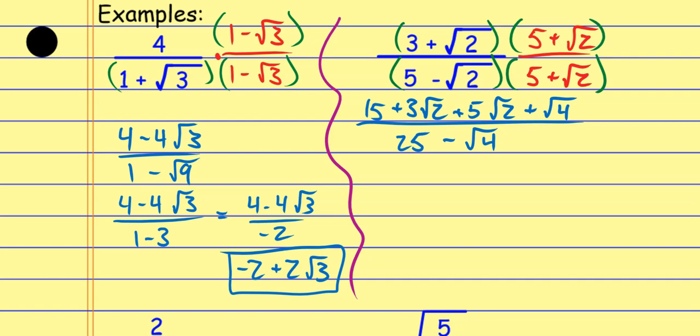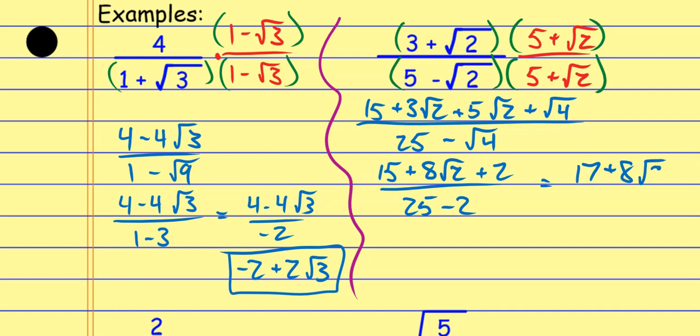And now I continue to simplify. In the numerator, I can combine some like terms. That's an 8 root 2. The square root of 4 is a 2. Down here, the square root of 4 is a 2. I continue to simplify. Let's see, that's a 17 plus 8 root 2 all over 23. And I don't think there's anything else I can do there. So that's it. That's my answer. That's the denominator rationalized. Okay?